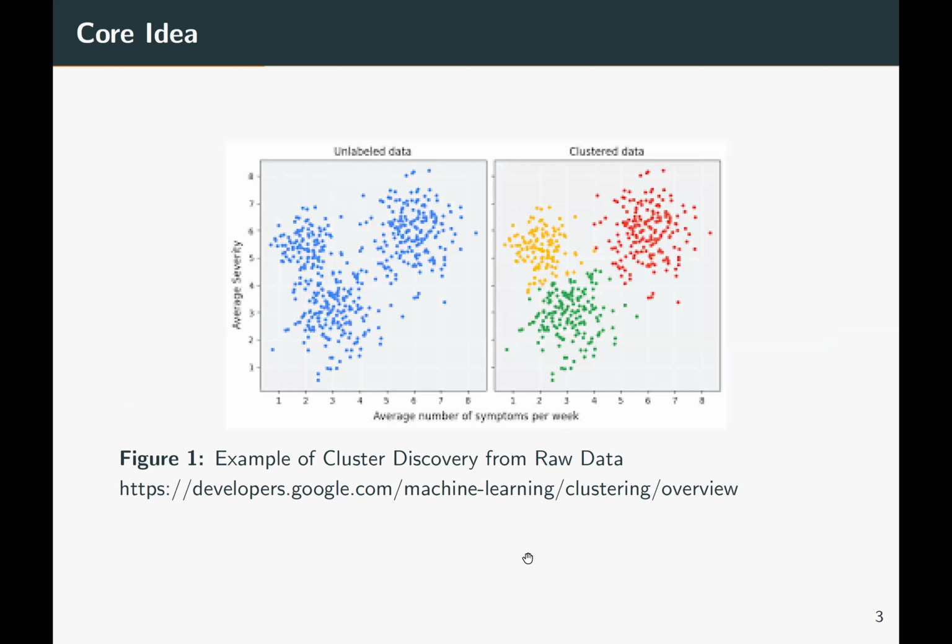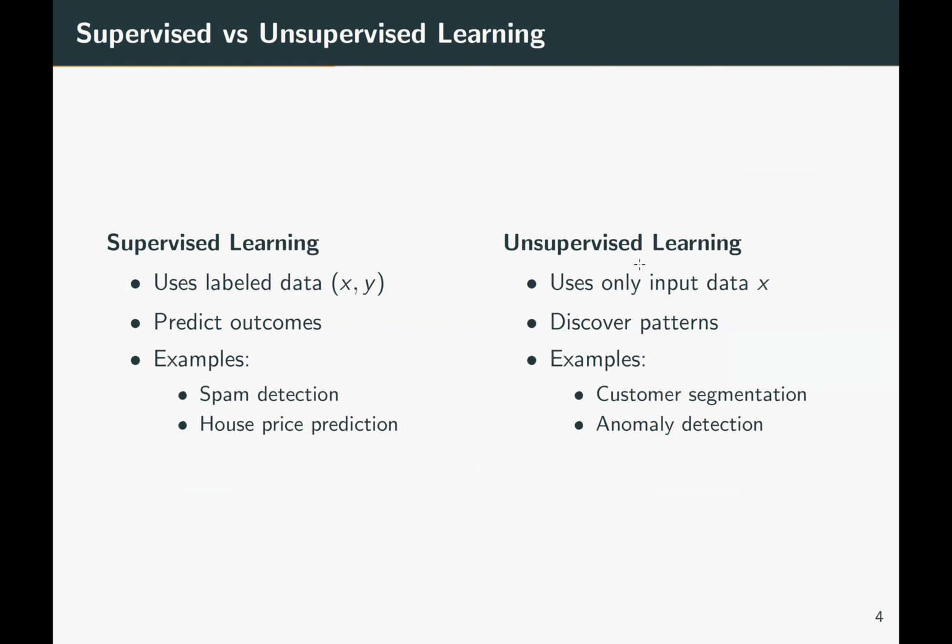Here is something from the Google page, where we have this plot, which is a bit faint, of average number of symptoms per week or something like that. This is the data unlabeled, so it's not like this is a row or this is a column. But after it has been clustered, you now see that we have this yellow cluster, the green cluster, and the red cluster. So at the end of the day, you have this unlabeled data, and then you can group it based on certain criteria. That's the idea of unlabeled data and unsupervised learning.